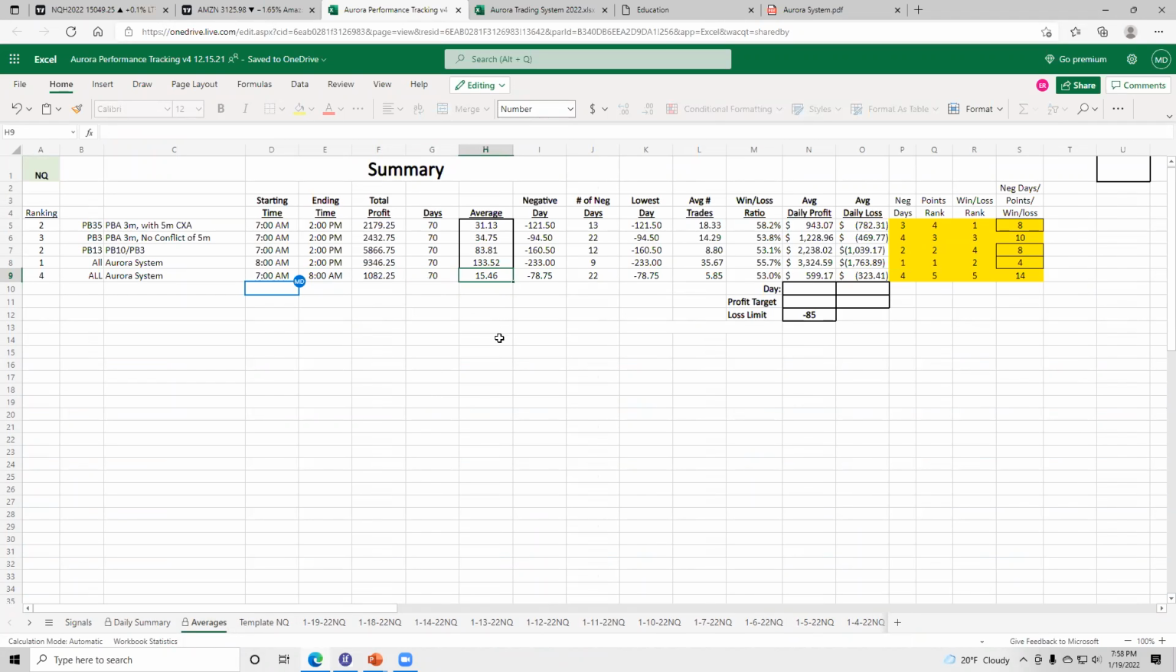averages about 15.5 points a day. 22 of those 70 days have been losing days. But the losses are pretty light. The average loss of those 22 days is about 16 points. And the average win on winning days is 30 points. So the average of all of that netted together is about 15.5 points.